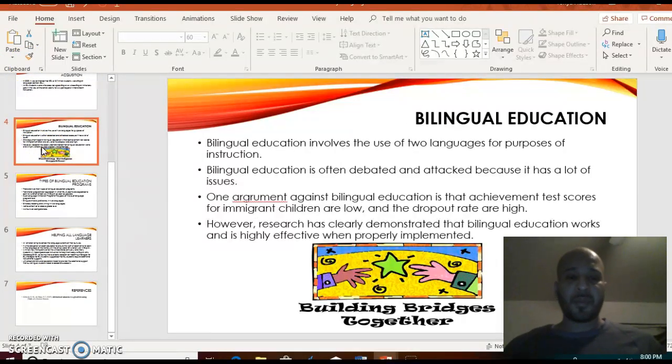Bilingual education. Bilingual education involves the use of two languages for purposes of instruction. Bilingual education is often debated and attacked because it has a lot of issues. One argument against bilingual education is that achievement test scores for immigrant children are low and the dropout rate is high. However, research has clearly demonstrated that bilingual education works and is highly effective when properly implemented. We need to build a bridge together.